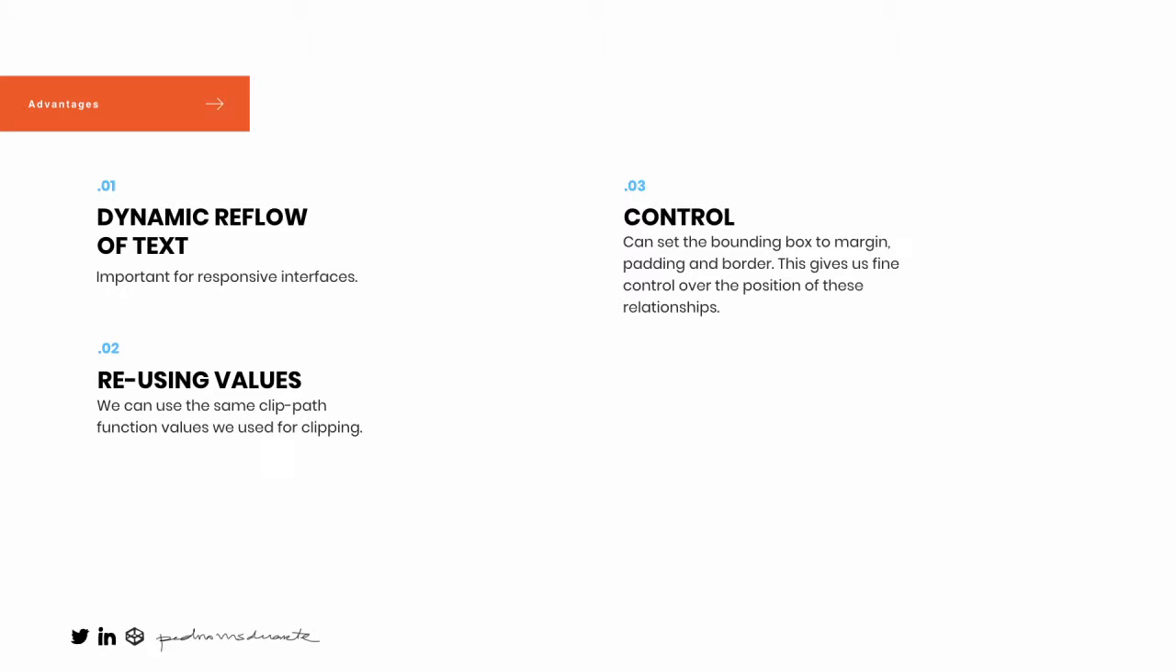So the advantages of using it are, of course, the dynamic reflow of the text. If you use, instead of the circle function, the polygon with custom points, we can reuse those values for SVGs or clipping paths, because the points are the same, and the margin control of those elements.